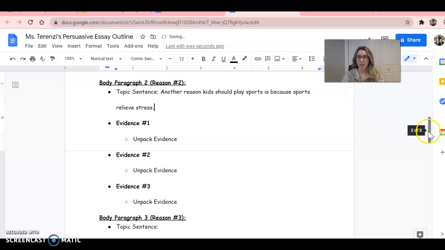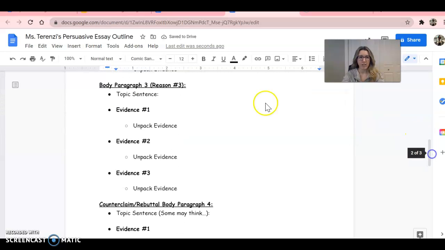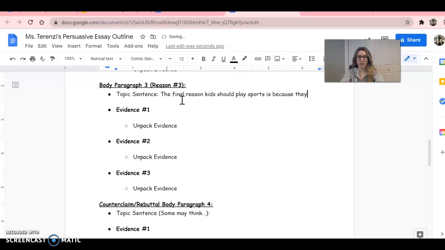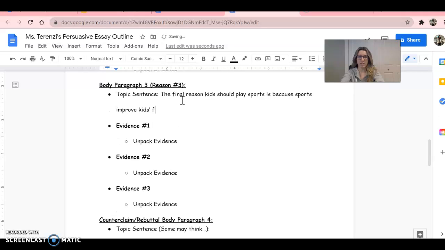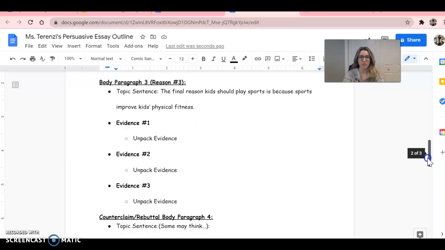Okay, and finally my third reason, I'm going to say the last reason, or I'm going to say the final reason. Kids should play sports is because sports improve kids' physical fitness. Now, they don't have to be word for word from your thesis statement, your reasons, but they should be pretty much close to the same.